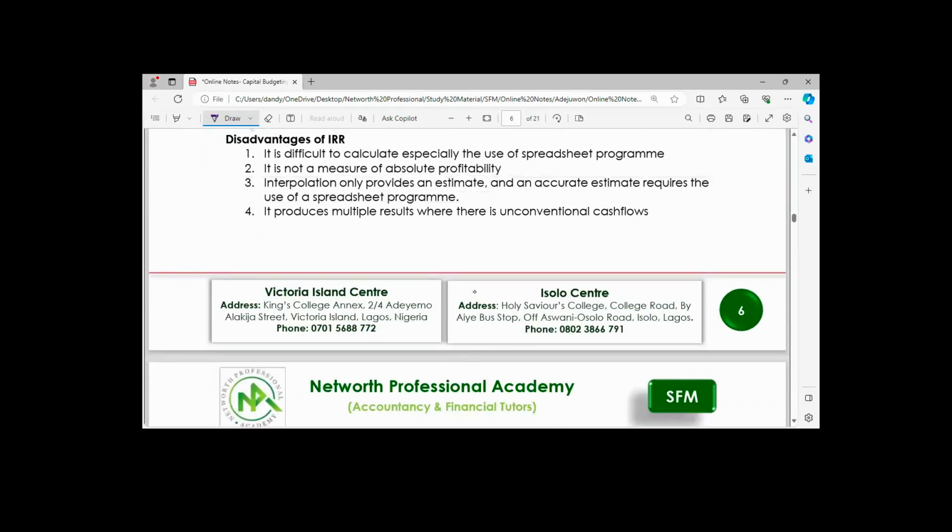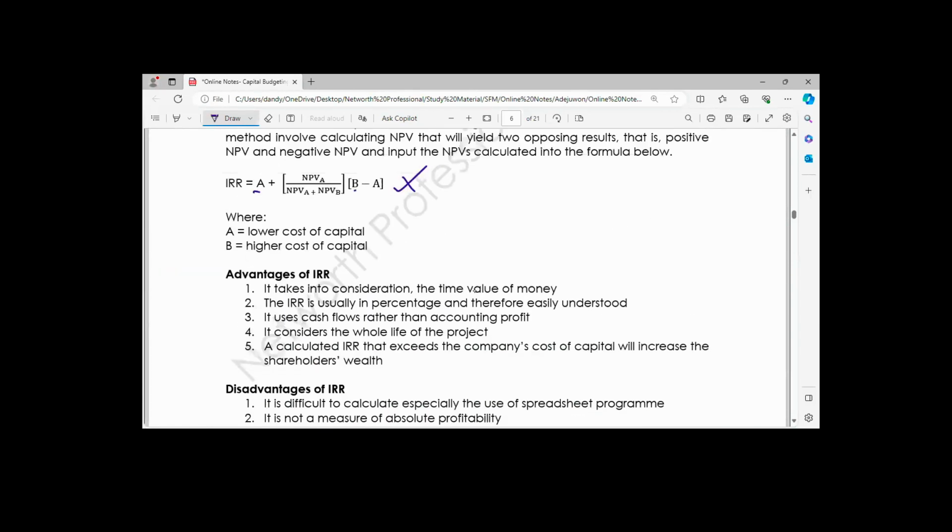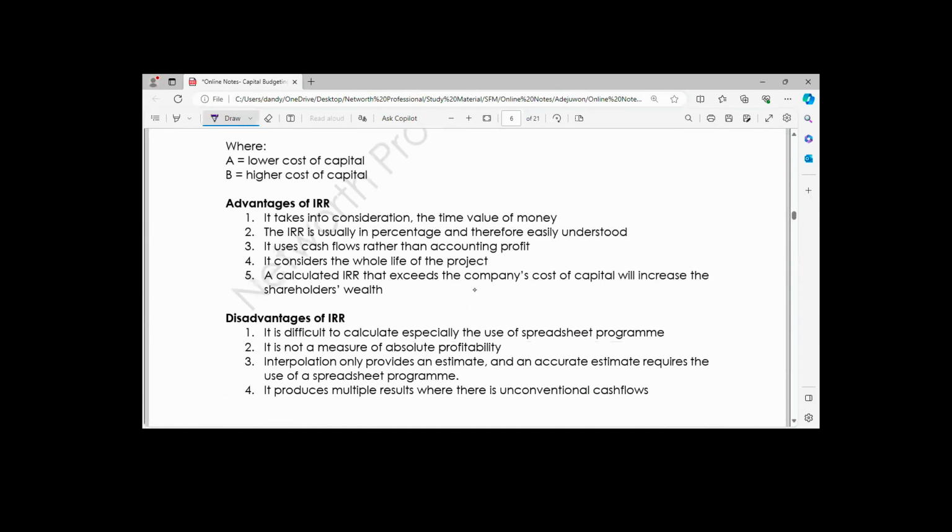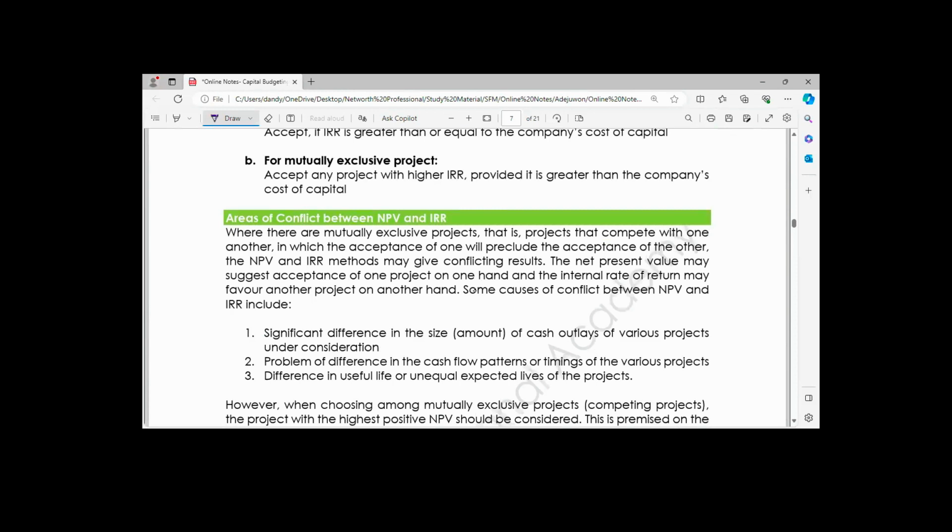We are done with NPV. We are done with explanation of internal rate of return. Let's talk about areas of conflict between net present value and the internal rate of return. Before we proceed to another technique, let's discuss areas of conflict between NPV and the internal rate of return.